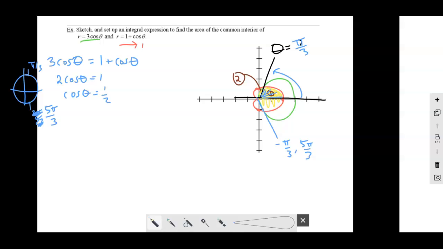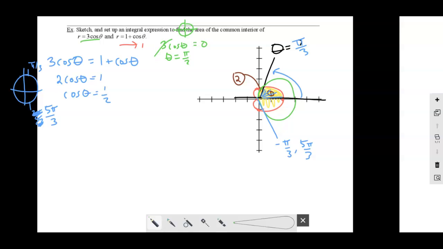So let's take that green one and set it equal to 0. 3 cosine theta is equal to 0. Cosine is equal to 0 at the top and at the bottom. So there we go: pi over 2. That's where the green function gets back to the pole.